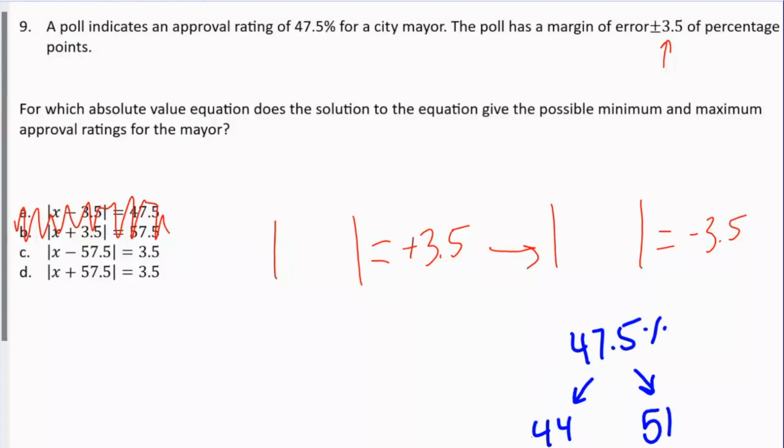So let's go ahead and plug them in and see which one gives us a true statement. So if I plug in 44 for C and D, if I do 44 plus 47.5, I do not get 3.5. But if I do 44 minus 47.5, I get negative 3.5. Oh, sorry, there should be 47.5 in both. If I do 44 minus 47.5, I get negative 3.5. And if I plug in 51 minus 47.5, I get positive 3.5. So those will both work. And that is going to be our final question for Module 1.